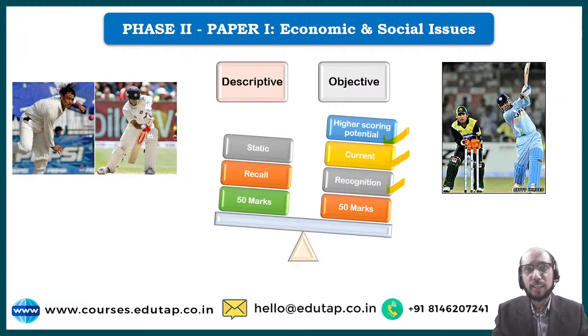Whereas in descriptive answer writing, you should behave like Rahul Dravid. Why should you behave like Rahul Dravid? You should defend very strongly. You should not lose your wicket. You should not be clean bowled while attempting the descriptive paper. So you have to score heavily in the objective paper and you have to keep batting in the descriptive paper.